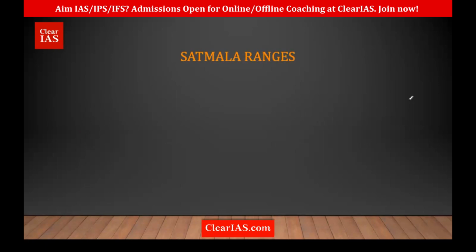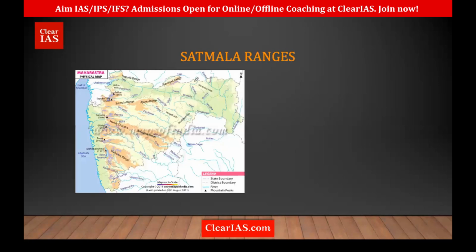Next is the Satmala ranges. So just below here, you can see, this is the Satmala ranges. So we have the Ajanta range, which is also part of the Satmala. Below this, you can see this is the Tapi river. Kirna is part of Tapi river. Above Tapi we have the Satmala ranges, and below that we have the Satmala. So above Satpura, below Satmala. Ajanta range is also part of this Satmala range.